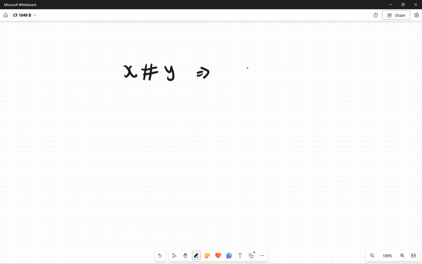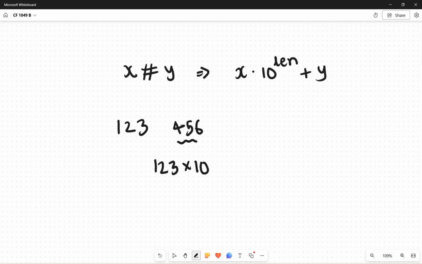Okay, so you are given a number x. If you concatenate it with some other number y, what will it become? Basically it will become x into 10 to the power of length of number y, plus y, right? So take some time to digest this. As we have seen before, x is 123 and if y is 456, then it becomes 123 into 10 to the power of the number of digits in y, that is 3, plus 456, right? Yes, it makes sense.